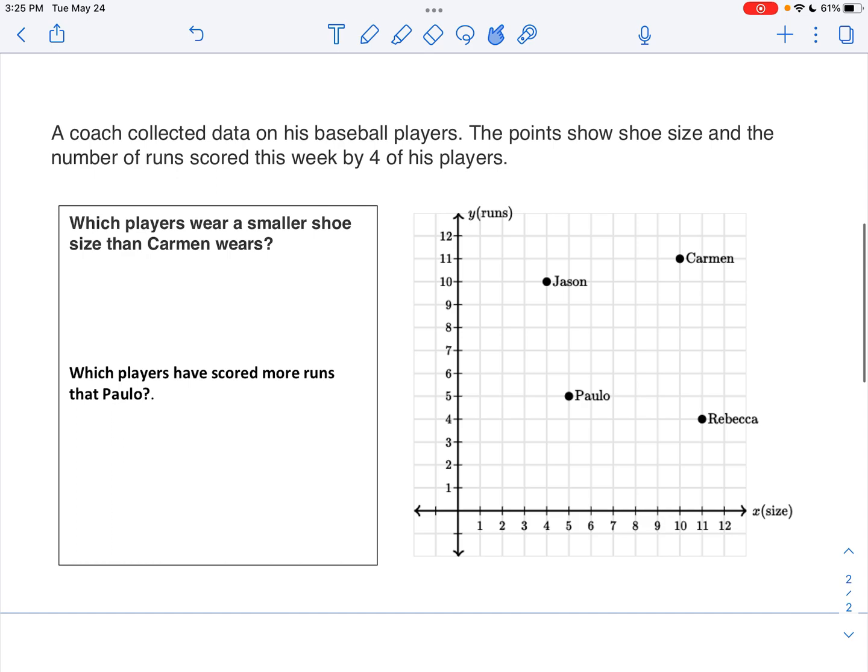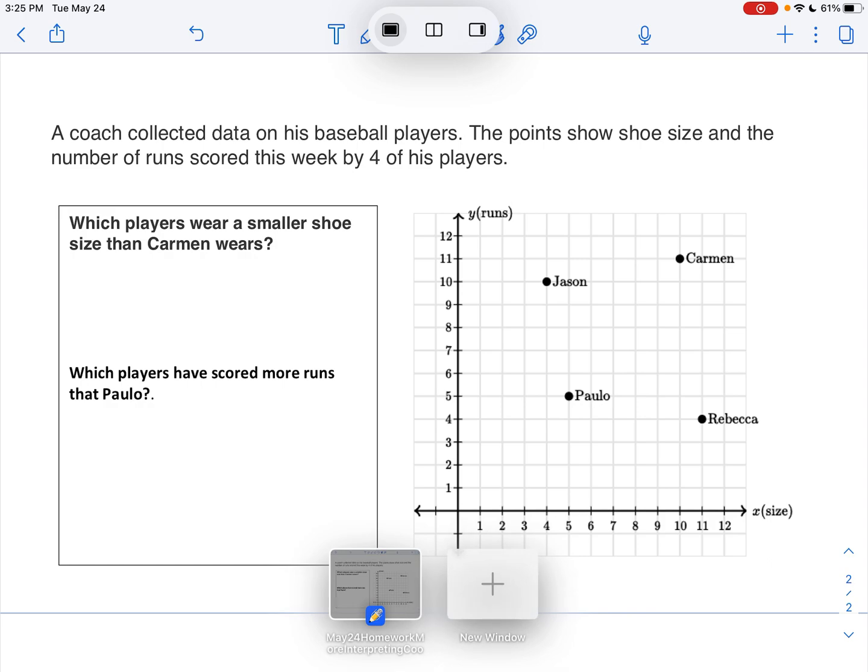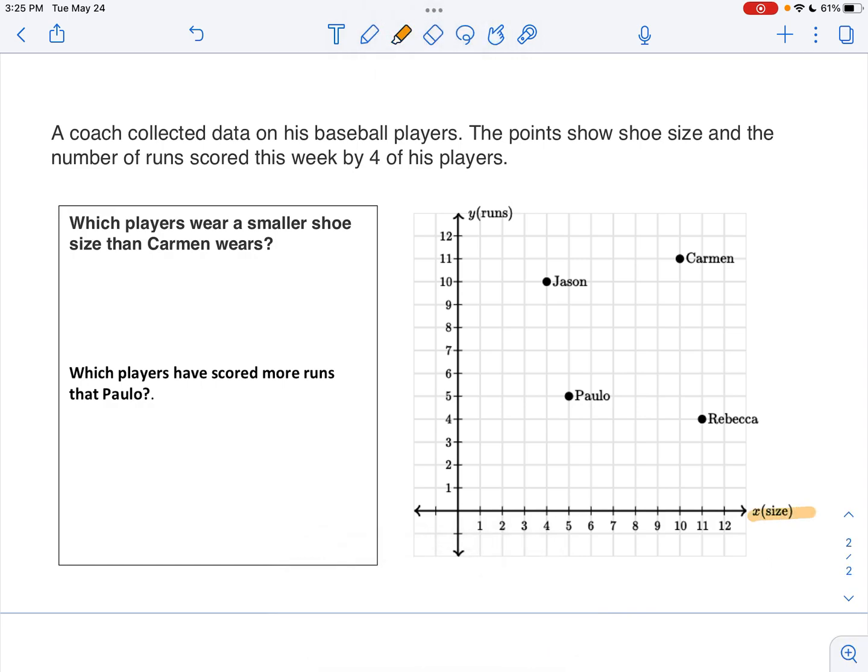All right, but I really want to look at the second one. A coach collected data on his baseball players. The points show shoe size and the number of runs scored this week by 4 of his players. It seems a little bit silly to compare shoe size to runs, right? Runs are kind of like points, right? Shoe size to points are runs. But that's what this coach decided to do.